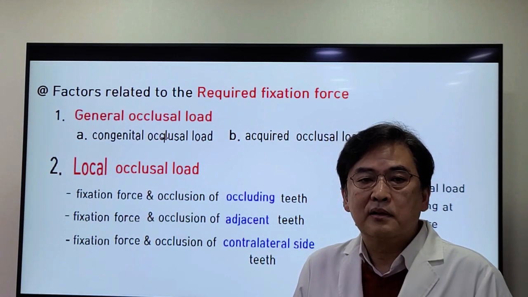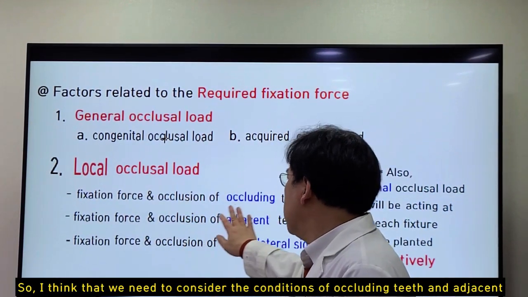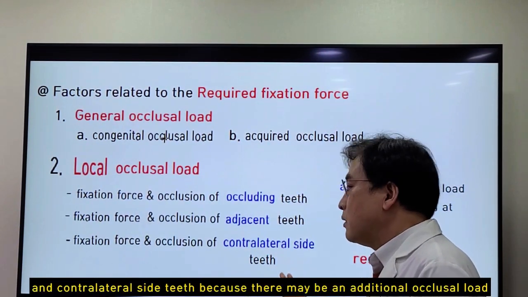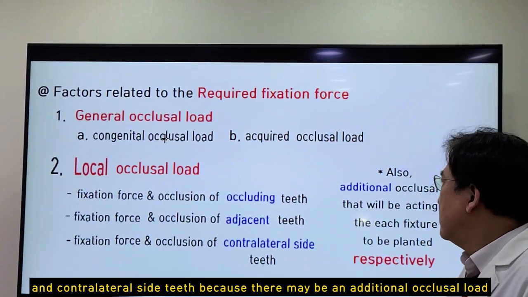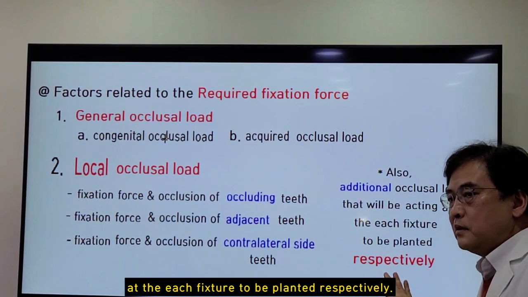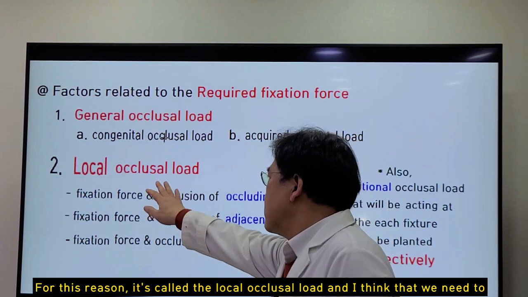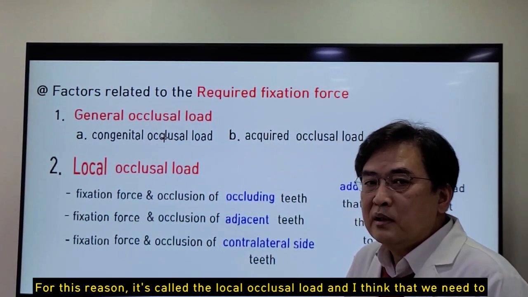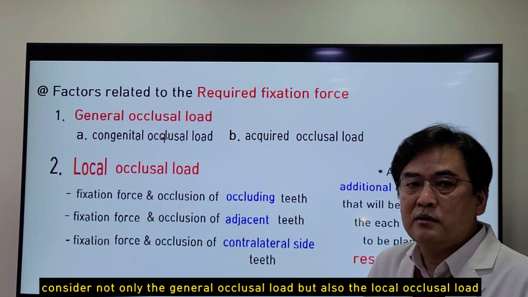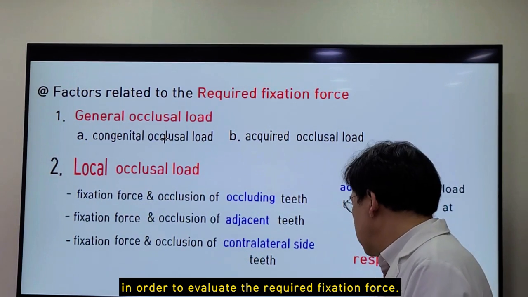environment. So I think we need to consider the conditions of the occluding teeth and the adjacent and collateral side teeth, because there may be an additional occlusal load at each fixture to be planted. For this reason, it's called the local occlusal load, and I think we need to consider not only the general occlusal load but also the local occlusal load in order to evaluate the required fixation force.